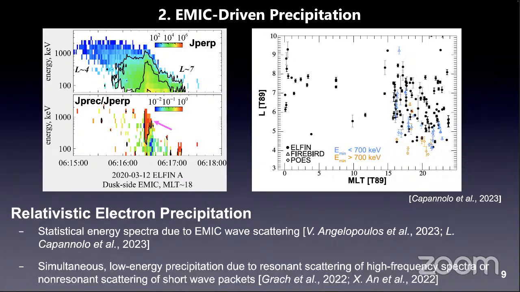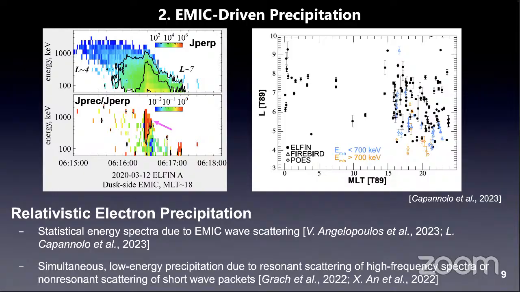This is most likely related to non-resonant scattering effects from the EMIC waves, or just resonant scattering of the high frequency spectra or in the high density region. This is still up in the air actually. And on the right-hand side, it shows a recent study using low altitude measurements to directly look at the distribution of this EMIC-driven precipitation with respect to MLT and L shell. We can see here that most of this precipitation occurs on the dusk sector, as expected for EMIC waves.